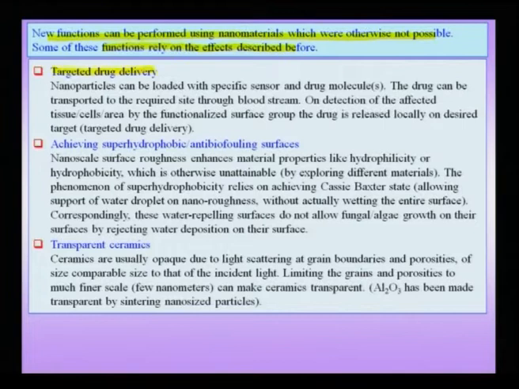First of these is targeted drug delivery. Nanoparticles can be loaded with a specific sensor and, for instance, a drug molecule. So, this is now a smart nanoparticle. The drug can be transported to the required site through the bloodstream, and if we are talking about a magnetic nanoparticle, an external magnetic field can be used to bring this particle, which is loaded with not only a sensor but also the drug molecule, very close to the tissue which has been affected.